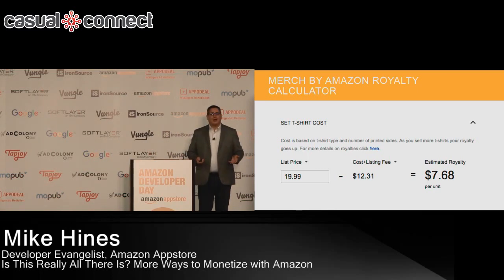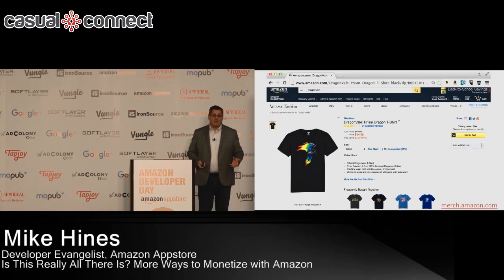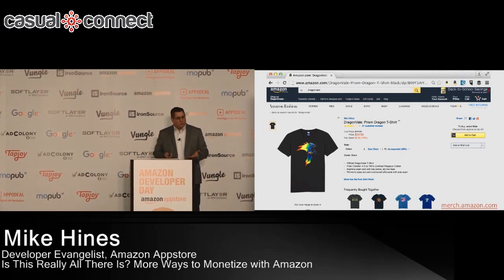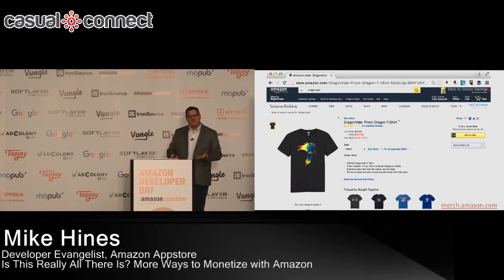So what does it look like when you get your own detail page on Amazon? Well, it looks like this. This is a photo of a shirt from Dragon Veil, and this is the Prism Dragon up on the shirt. Really colorful, really pretty. And it really does a lot to help promote the game and really satisfy a user demand for things that are kind of cool and endearing about the game.